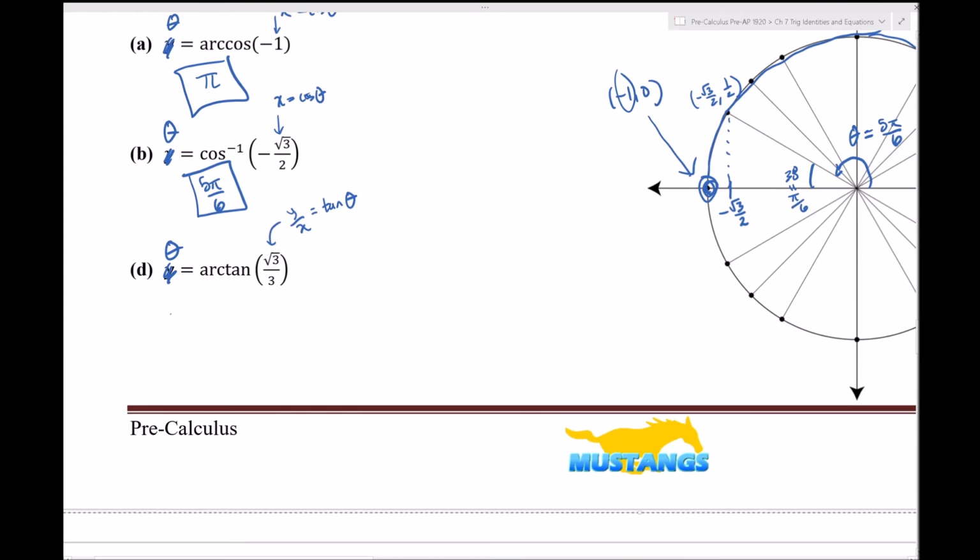So arctangent of square root of 3 over 3 is the angle theta that makes tangent of theta square root of 3 over 3. So square root of 3 over 3 is equal to tangent theta. So what's theta is what we're looking for.